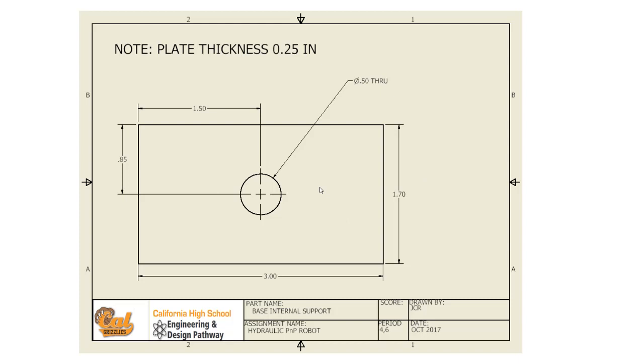Now notice also that there's a circle on the plate, and in order to put that circle on there, we need to do two things. Number 1, we need to dimension it, and we can see here that it's a circle of diameter 0.5 inches, and it's a through hole. And in addition to dimensioning it, we need to locate it on the part, and we see here that it is located 1.5 inches from the left side and 0.85 inches from the top. So that means that it's centered on this rectangular plate.